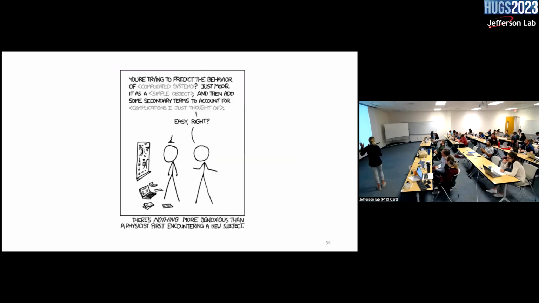Okay, so this is sort of the modified comic. He's saying, you're trying to predict the behavior of some complicated system. Just model it as a simple object, and then add some secondary terms to account for some complications I just thought of. So this is pretty much what physicists do, right? Like we take everything, whether it's an elephant that we're approximating as a circle, right? So we'll talk in here about different models and what they work well for, and then where they start to break down and what that means.